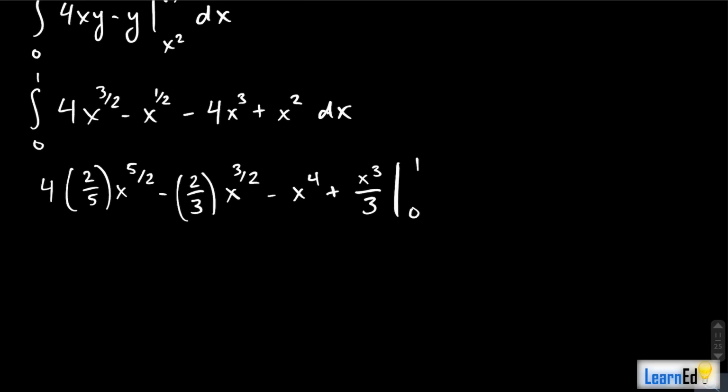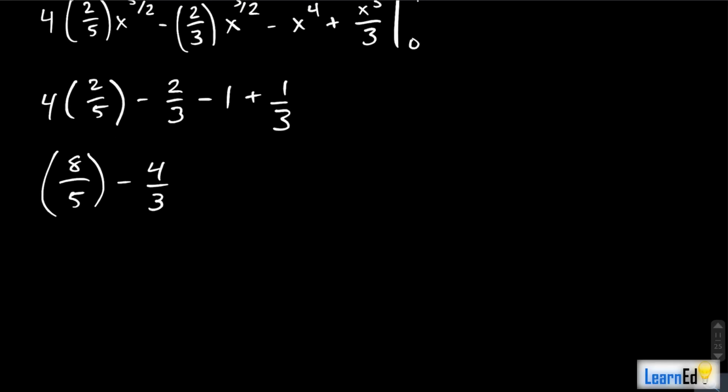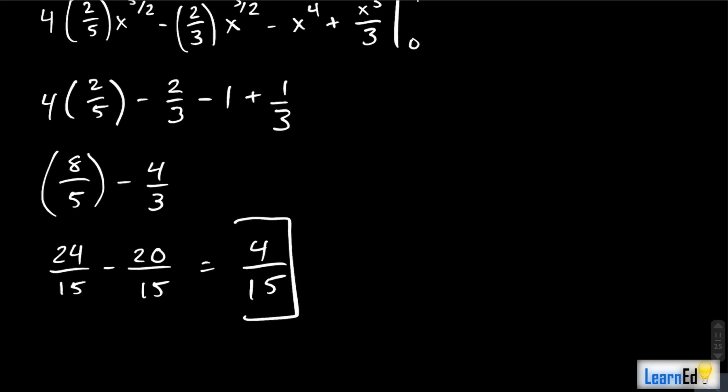This evaluation is pretty quick because we just have the 0 making everything go away. That 1 stays and just gets rid of all the x's, and we have 4 times 2 over 5 minus 2/3 minus 1 plus 1/3, and so we get 8 over 5 minus, we have a minus 2/3 minus 1, that's minus 5 over 3 plus 1/3, that's minus 4 over 3. Getting common denominators here, we get 24 over 15 minus 20 over 15, which gives us just 4 over 15 as our answer.